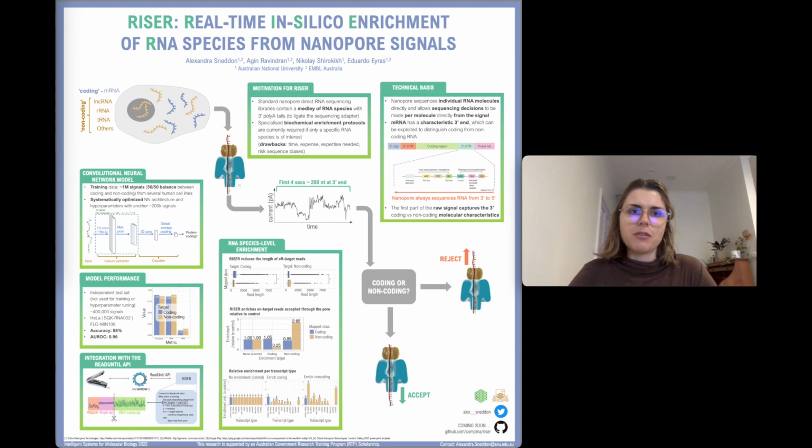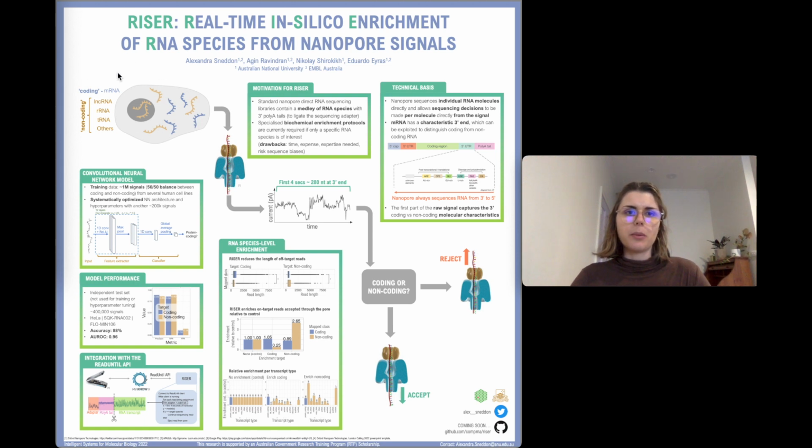My poster is about RISER, which is a software tool which allows the real-time in silico enrichment of RNA species from nanopore signals. So I'll just start off with a really high-level overview of how RISER works, and then I'll go into more details of the poster.